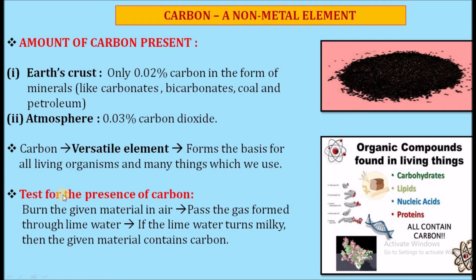Now we will see, if we have to find out whether the given substance contains carbon or not, then what we have to do? Firstly, we have to take the given material and after that we have to burn that material. When we pass the gas which is formed by burning the given material through the lime water, if the lime water turns milky, then the given material contains carbon. If the lime water does not turn milky, it means the given material does not contain carbon.